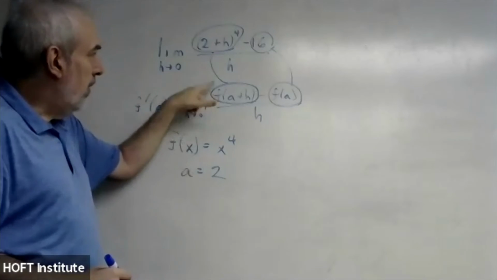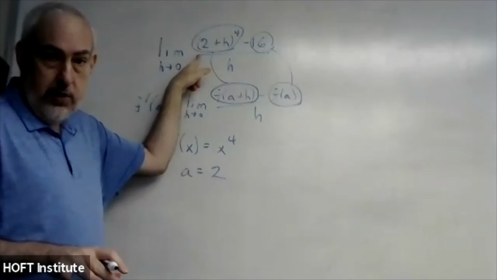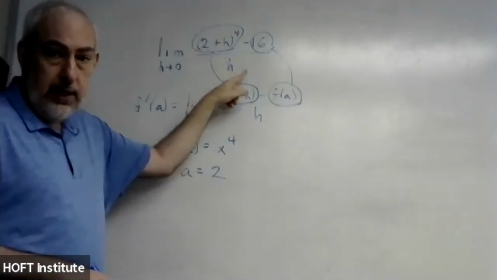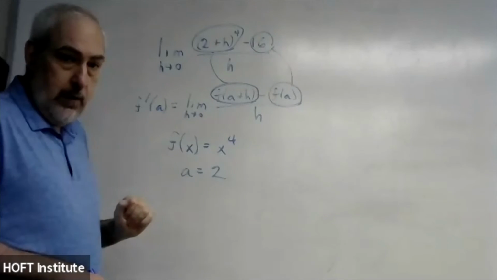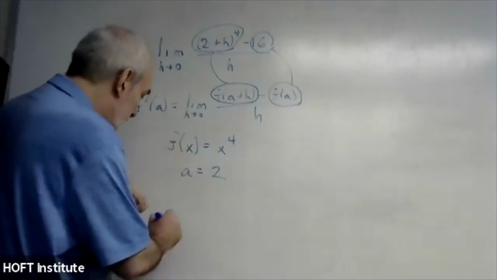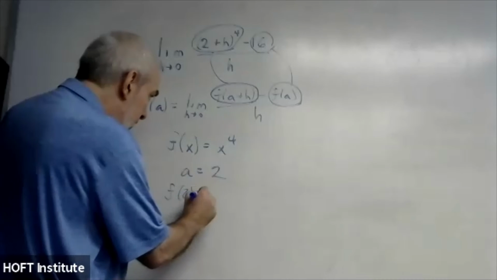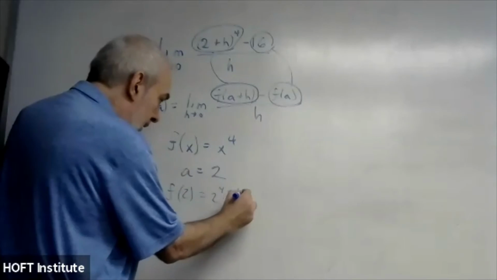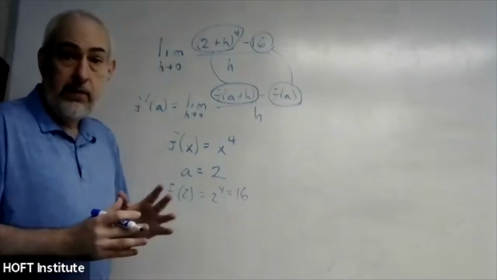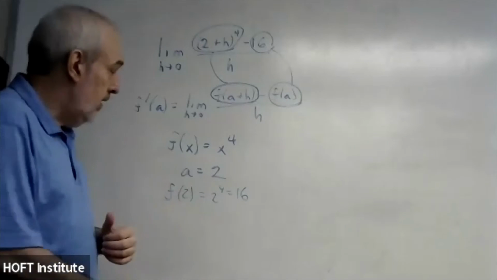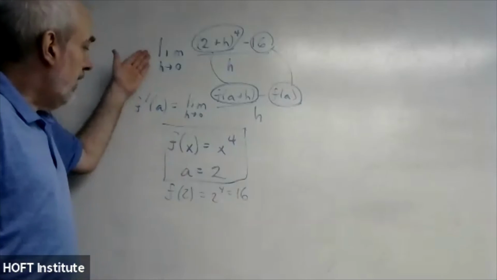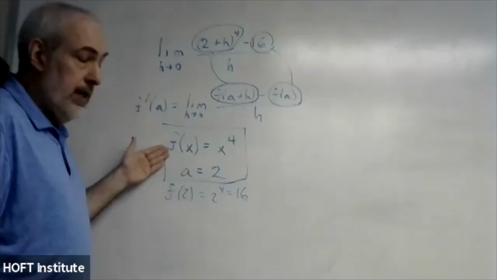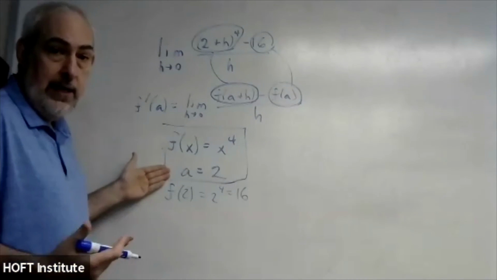Now that would make this part of the equation exactly match. But I also need to check, is f of a actually equal to 16 or not? Well, if a is 2, if you plug in 2 into that function, f of 2 is 2 to the fourth power, which, yes, that is 16. So this is our answer. This represents the derivative of the function f of x equals x to the fourth at a equals 2.